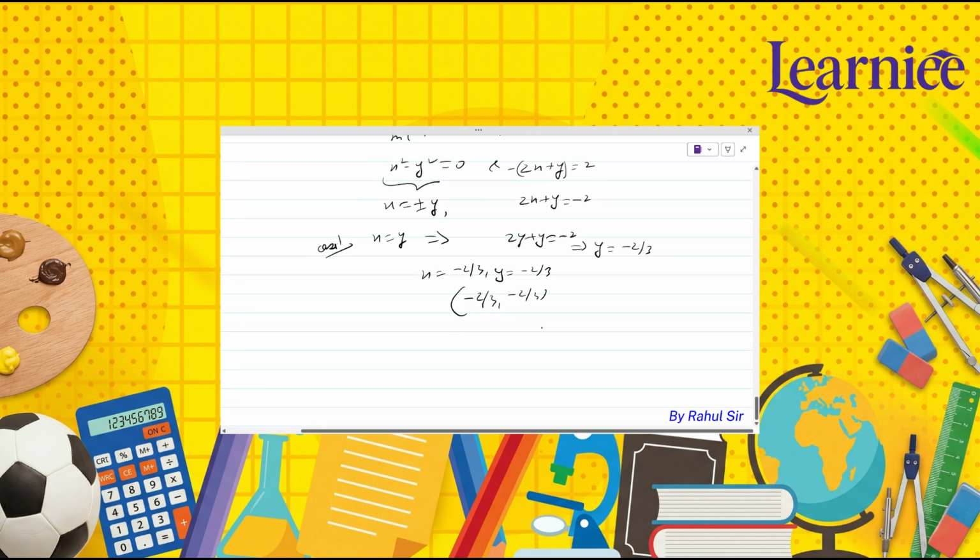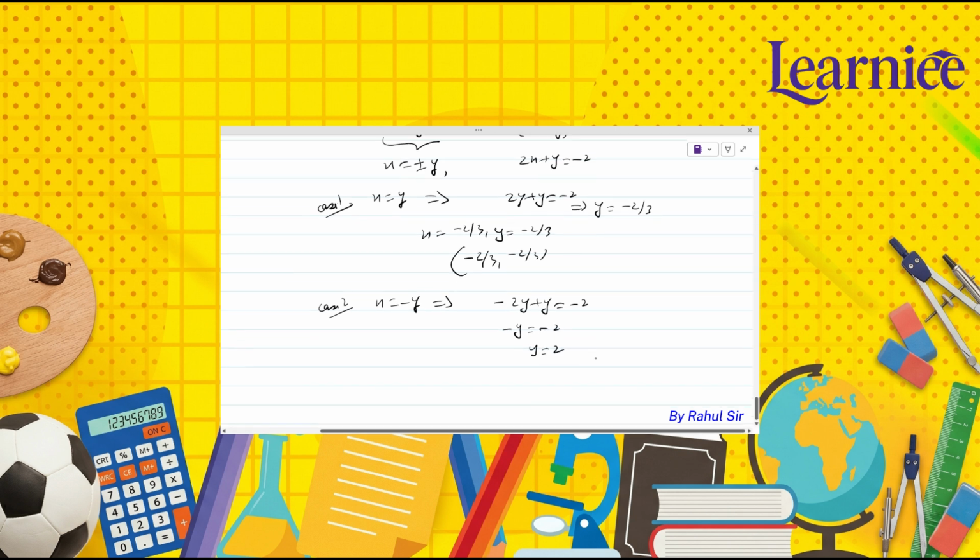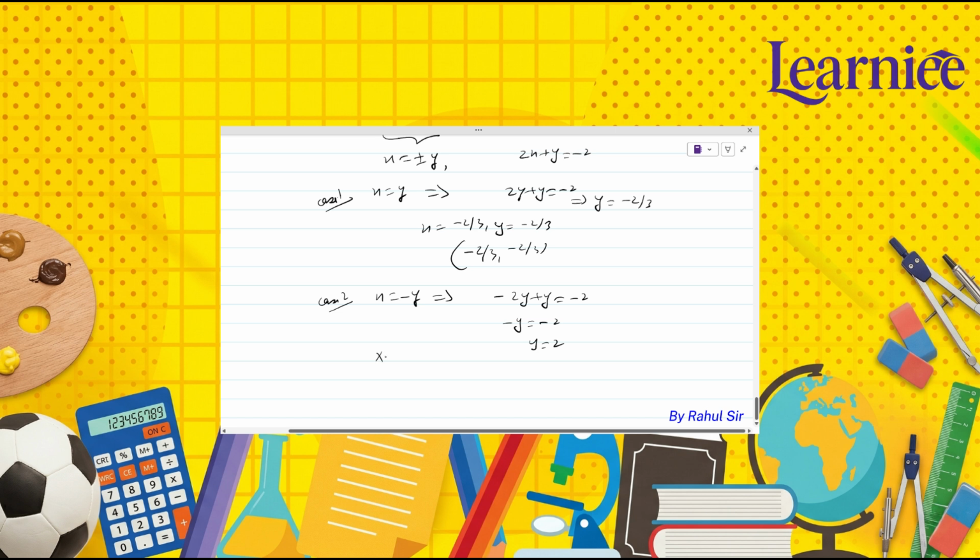Now case 2, when x is equal to minus y. It will give, minus 2y plus y is equal to minus 2, so you get minus y is equal to minus 2, or y is equal to 2. So x is minus y, so x will be minus 2, and the ordered pair is minus 2 comma 2. This is the ordered pair for this case.